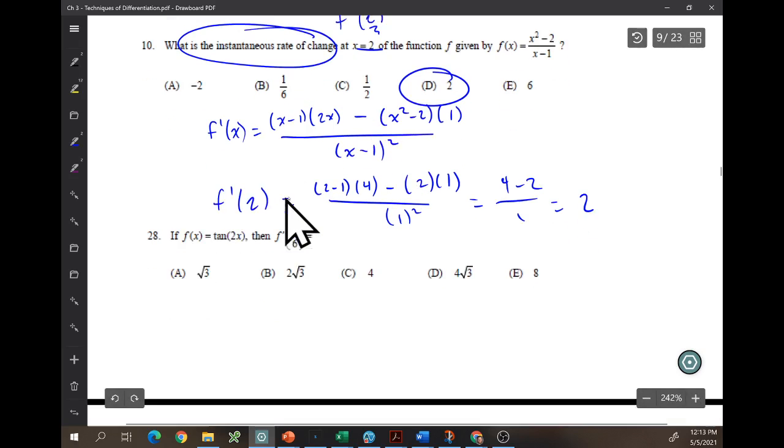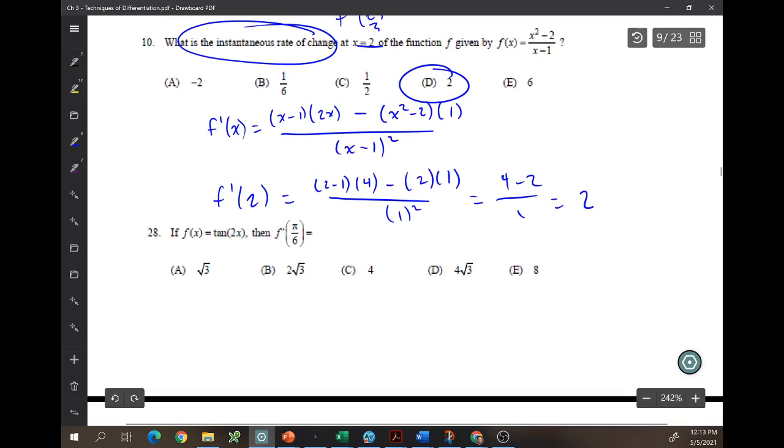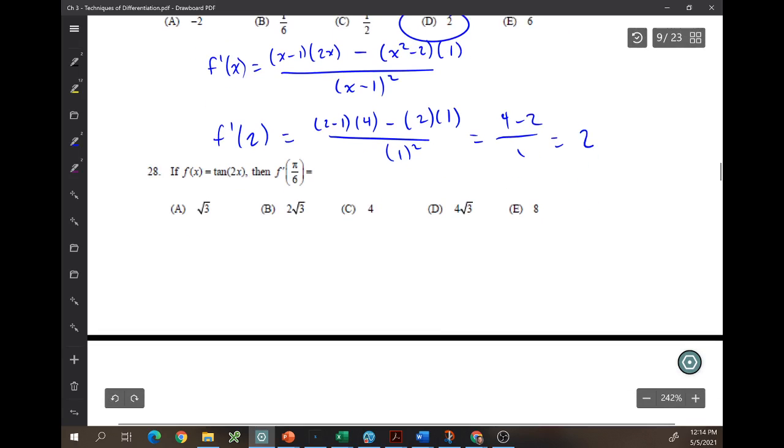All right, 28 is a chain rule that also has to deal with trig. I might recommend that you pause the video here and try this one, because this is something that's good practice for everyone. Just go ahead and pause it, try it, and then keep going. So the outside is that tangent.